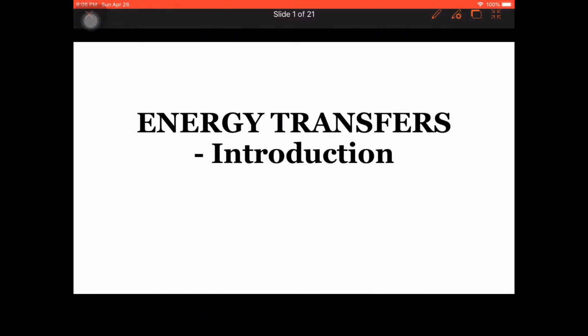So today we're going to discuss energy transfers. The energy transfer lesson will have three parts. First, we have this introduction. The second will have efficiency. And then the third will have Sankey diagrams.